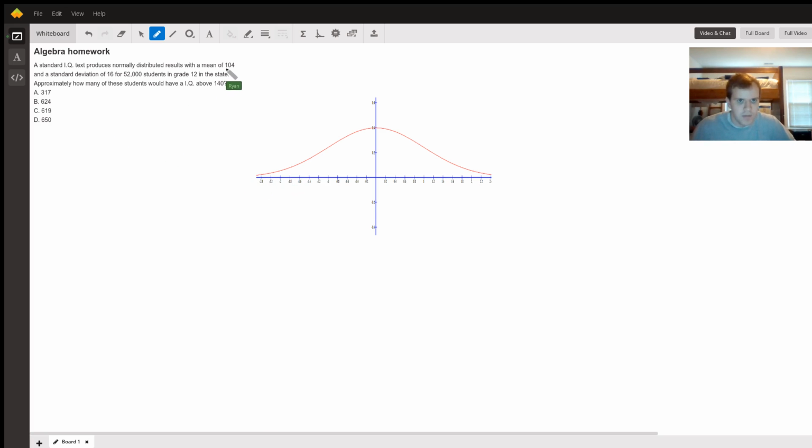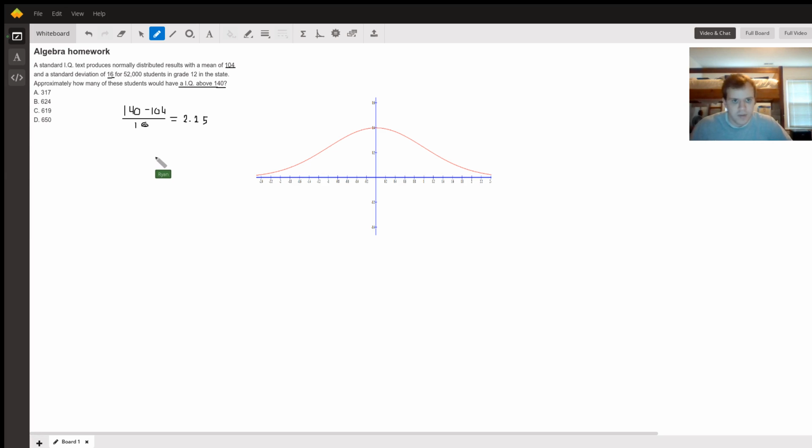So what we're going to do, we have a mean of 104 and a standard deviation of 16, and we're looking for above 140. So 140 is how many standard deviations from the mean? We just do 140 minus 104, and then we are going to divide that by 16. And that's going to be 2.25. So we're looking for what is the probability of being more than, right? Because we're above 140. So we want the probability of being greater than 2.25 standard deviations from the mean.